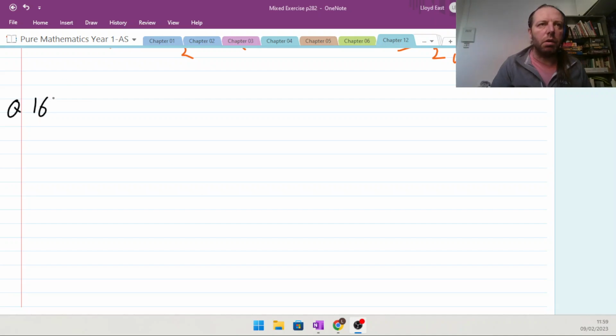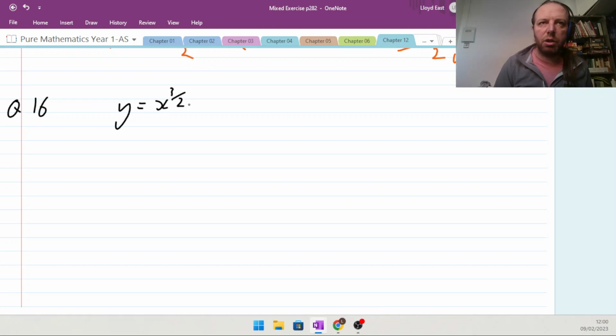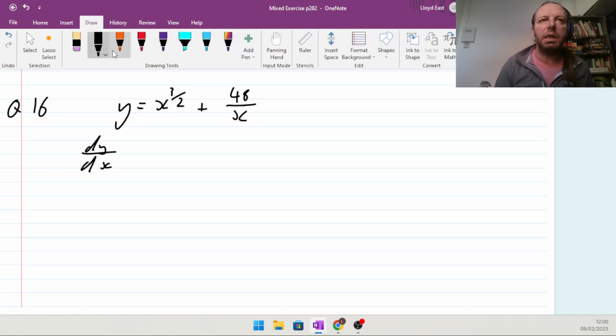Okay, so question 16 of this chapter 12. We are given that y equals x to the power 3 over 2 plus 48 over x. Find the value of x and the value of y when dy by dx equals 0. So dy by dx. Okay, let's see now.